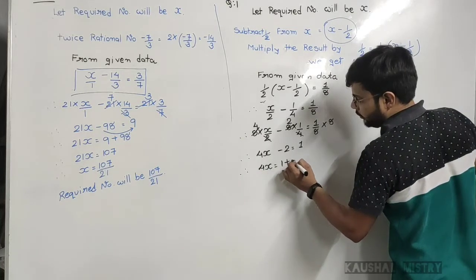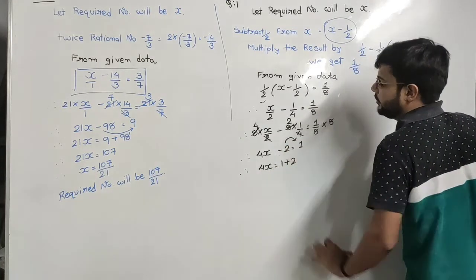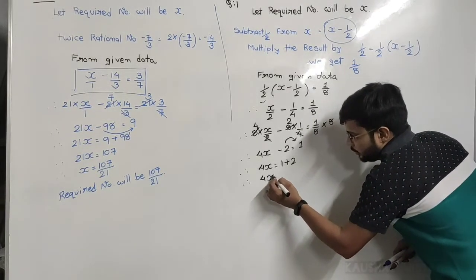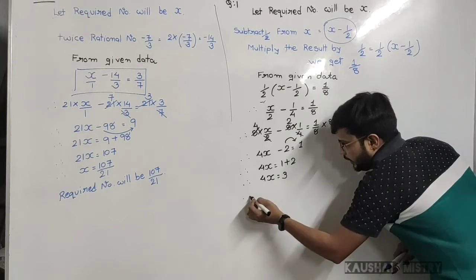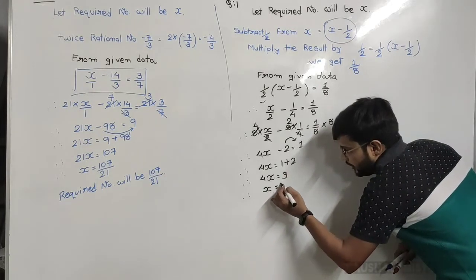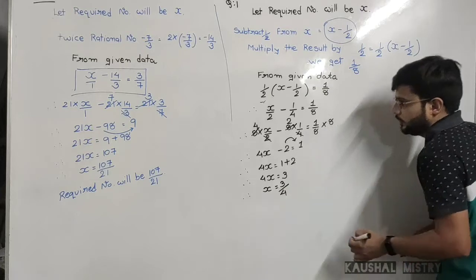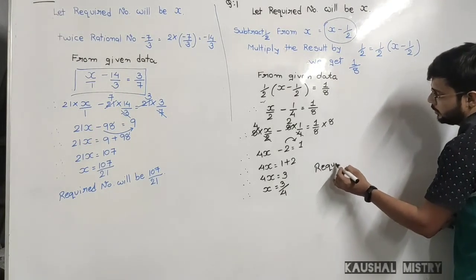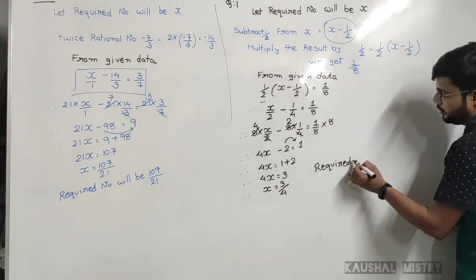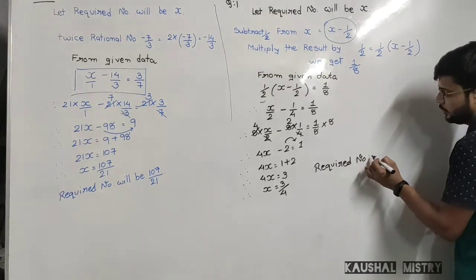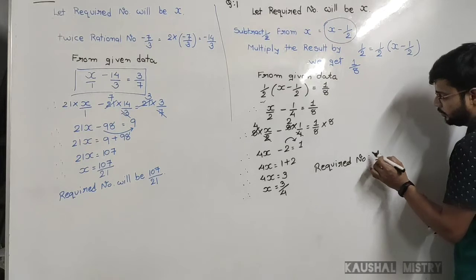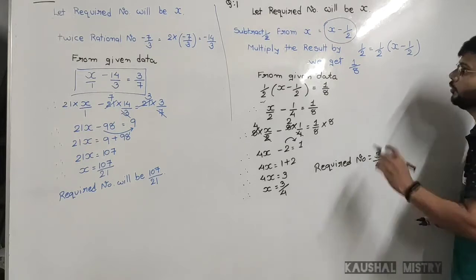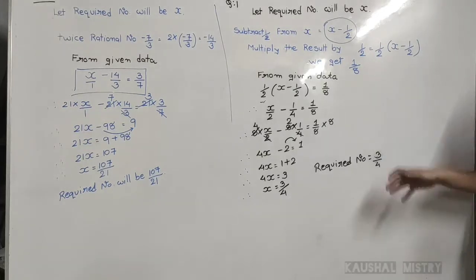So 4x, this minus 2 will come on this side and become plus. So 4x is equal to 3. So therefore x is equal to 3 by 4. That means the required number will be 3 by 4, right? So our answer will be 3 by 4.